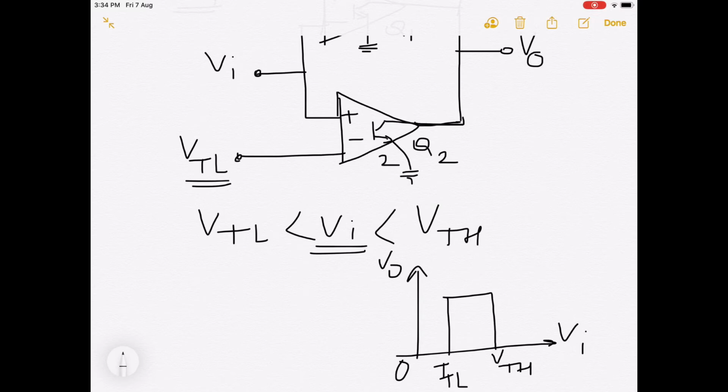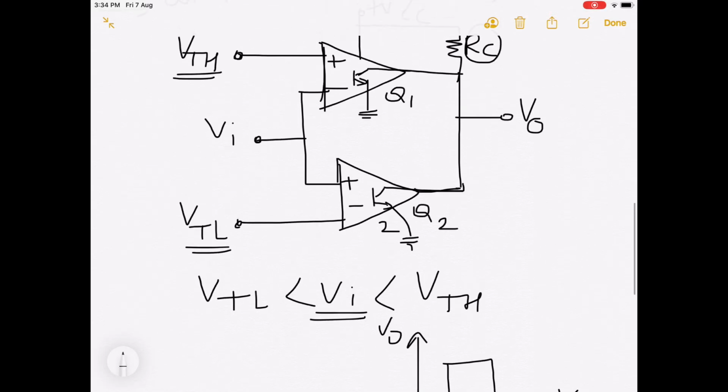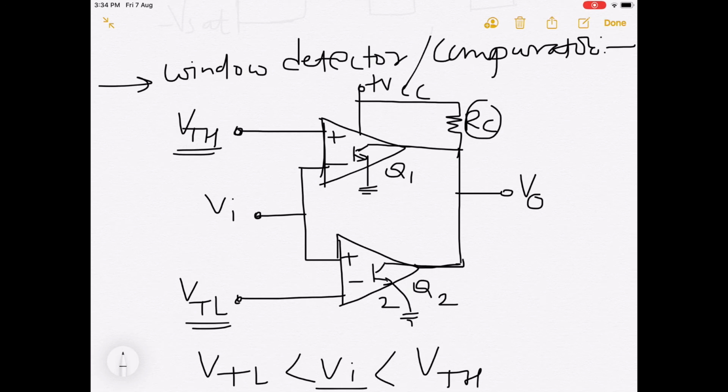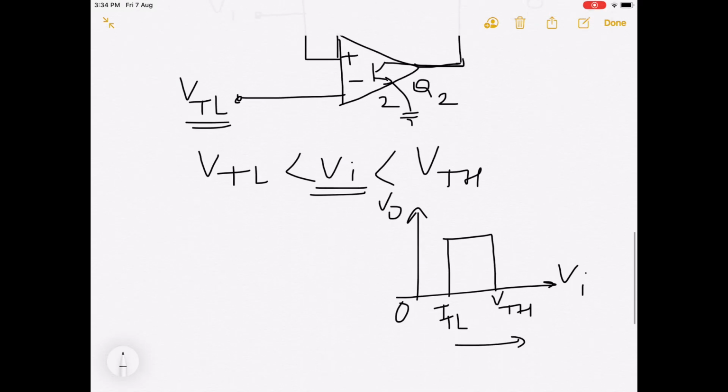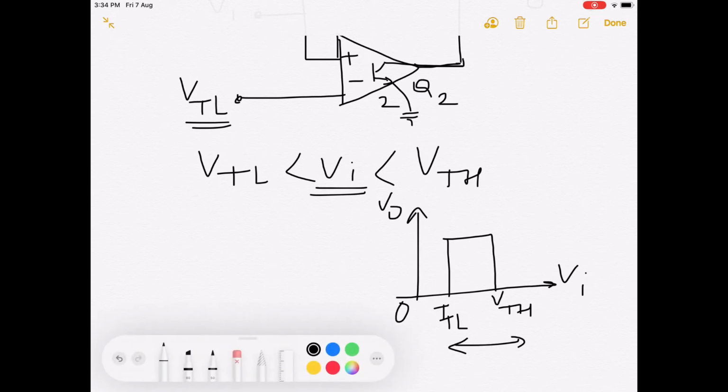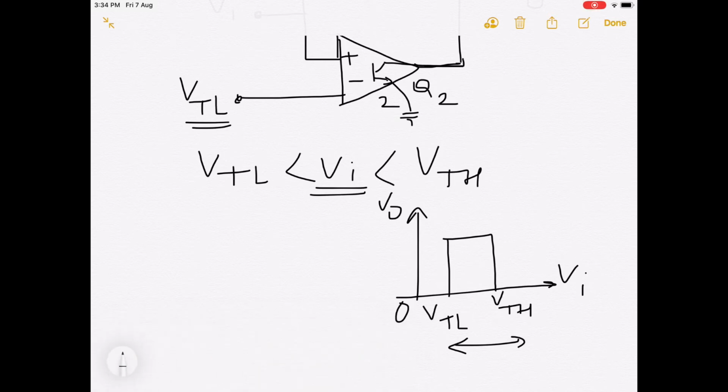This is our concept. When your Vi is in between VTH and VTL, RC pulls up the high voltage from VCC and gives you a high output. So here, in between VTH and VTL, your output will be high.